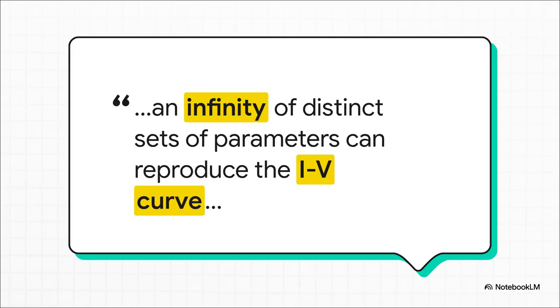Okay, but here's where things get a little weird, a little philosophical even. Researchers discovered this fascinating problem. It turns out there can be an infinity of different combinations of these 5 parameters that all produce the exact same, perfect IV curve. Think about that. It means the model is amazing at predicting what the cell will do, but it might not be telling you the one single true physical story of what's happening inside.